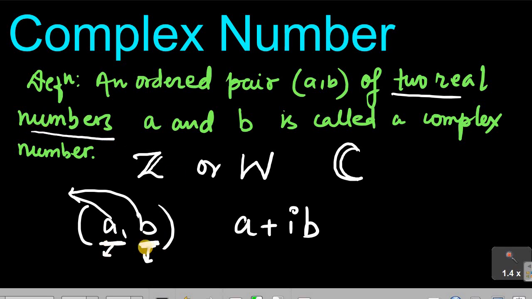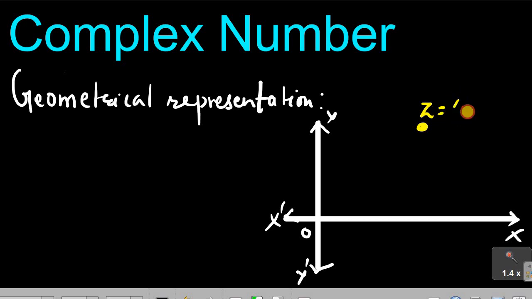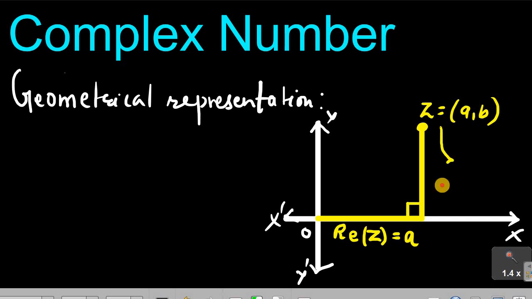If we see the geometrical representation of a complex number, then this complex number (a, b) has two components, x component and y component. So this x component a, we take as the real part of z, and the y component of this complex number, we take as the imaginary part of z. Okay, here the x-axis is called the real axis and the y-axis is called the imaginary axis of the complex number.